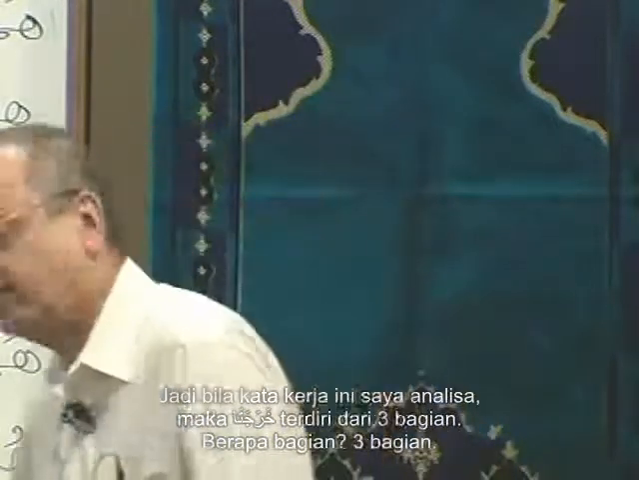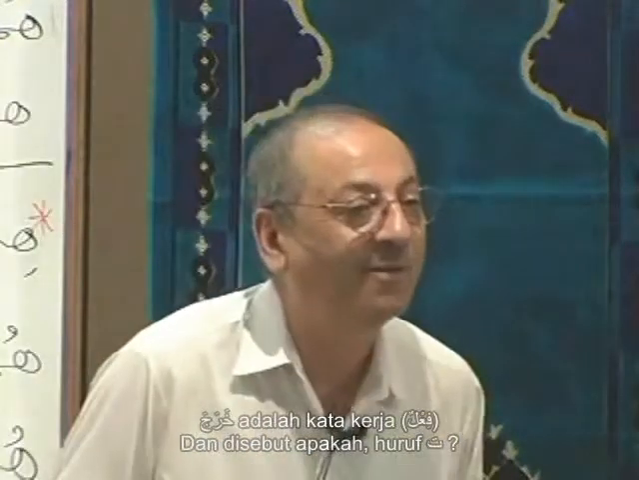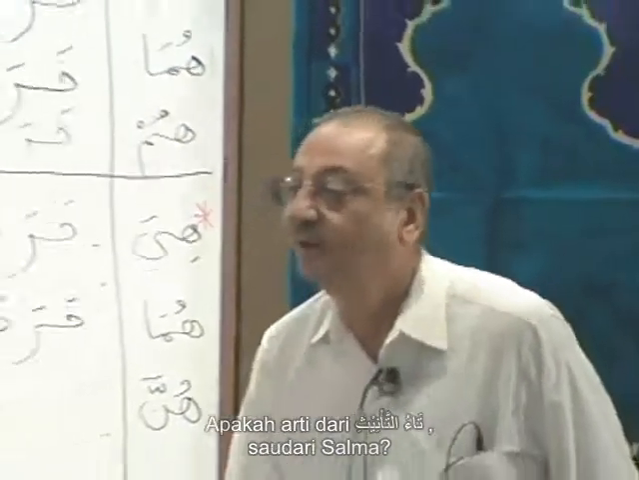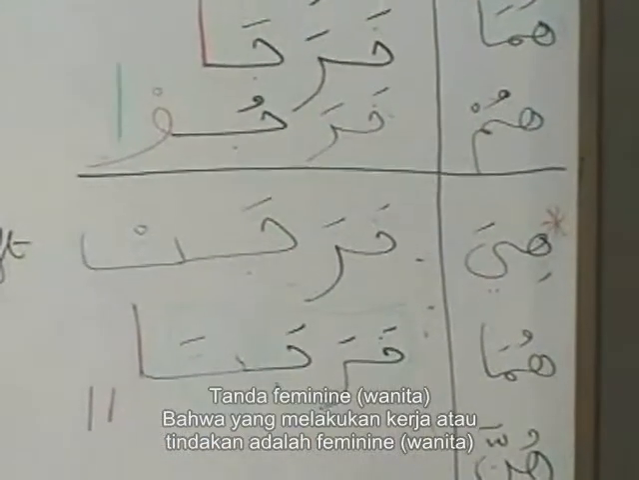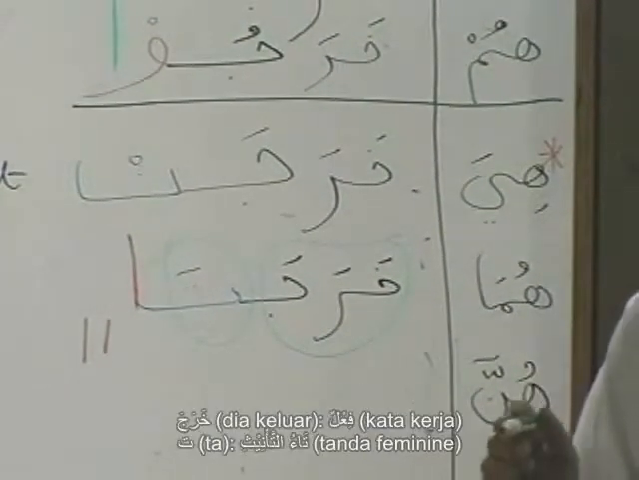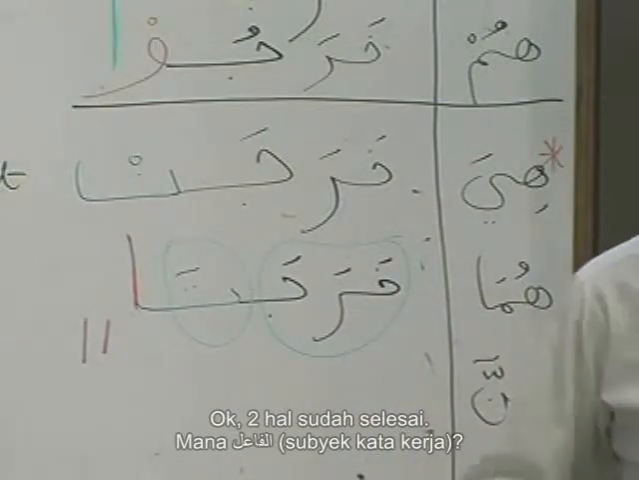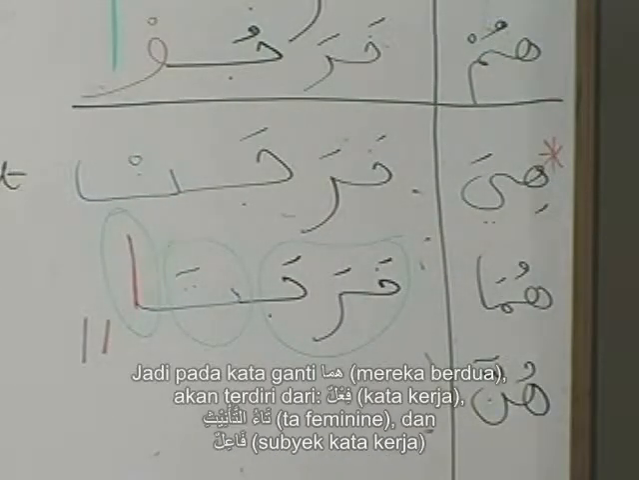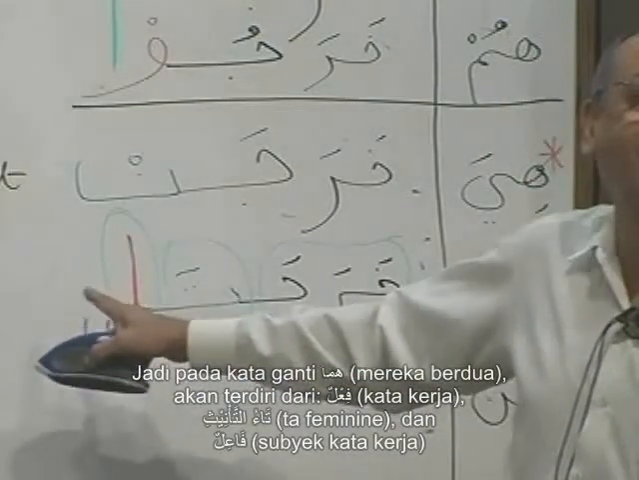How many parts, brother? 3 parts. Brother Abdul Samad, what are those 3 parts? Okay, that is the verb, fi'l. And what is this, brother? No, ta ta'nith. Never ever say damir. What is ta ta'nith, Sister Salma? Sign of feminine, that the doer of the action is feminine. So, fi'l, then ta, sign of feminine, and now, okay, we got 2 things done. Where is the fa'il? Then the fa'il is the alif. Are you with me? Is it clear? So anytime you have huma, it will be fi'l, ta ta'nith, and fa'il.